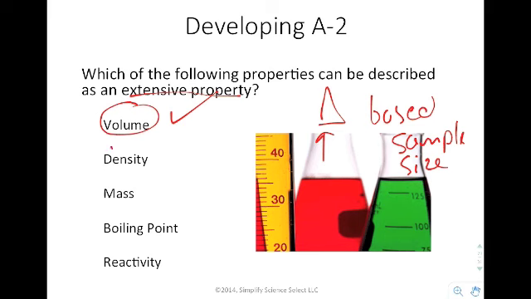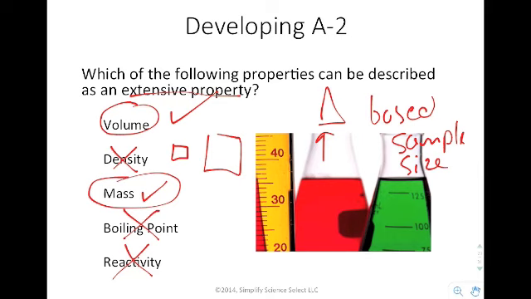Does the density change as the sample size changes? And that's no. Okay, it doesn't matter if you have a small amount of water or a large amount of water, the density is going to be the same. The mass does change. The boiling point does not change, and the reactivity does not change. So the two things that we have in this case are going to be mass and volume.